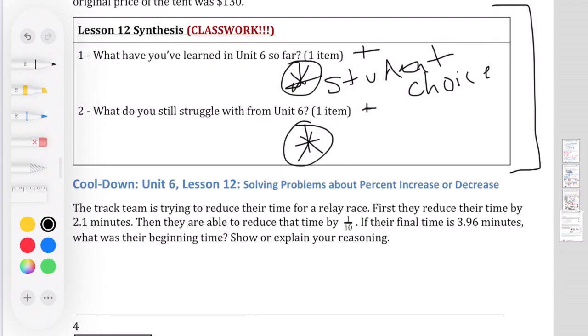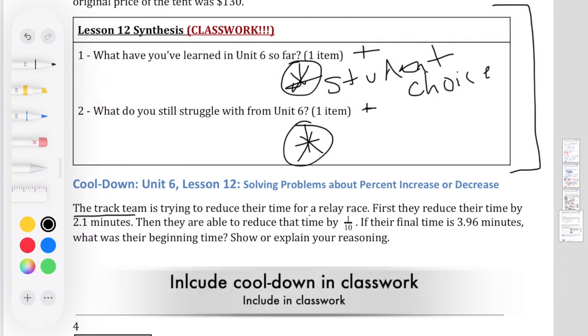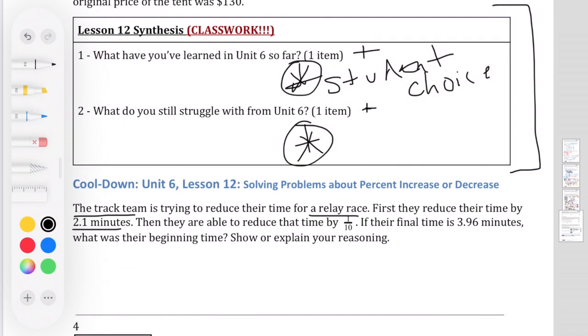And when we unpause, we're looking at the cooldown, Unit 6, Lesson 12, solving problems about percent increase or decrease. So the track team is trying to reduce their time for a relay race. First, they reduce their time by 2.1 minutes. Then they were able to reduce their time by 1/10. So their final time was 3.96 minutes. What was their beginning time? Show or explain your reasoning.